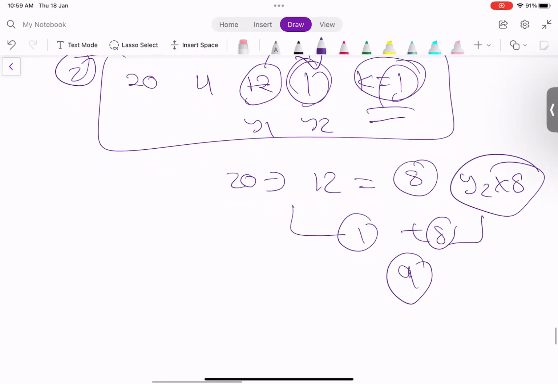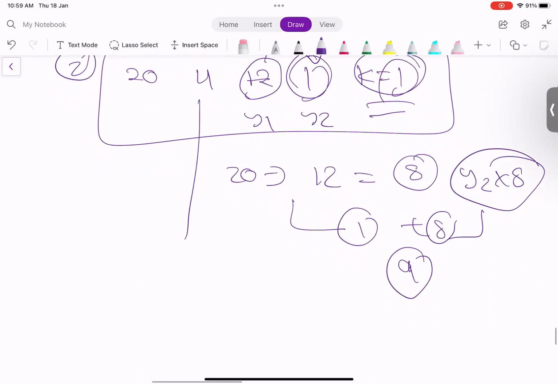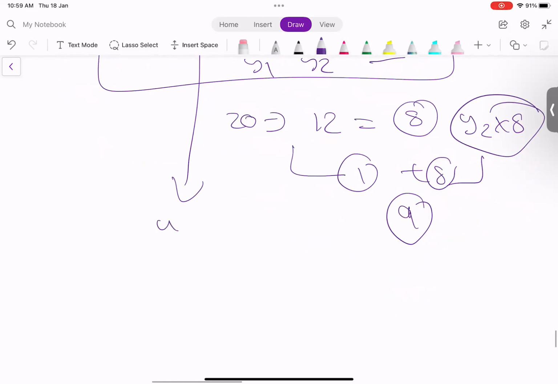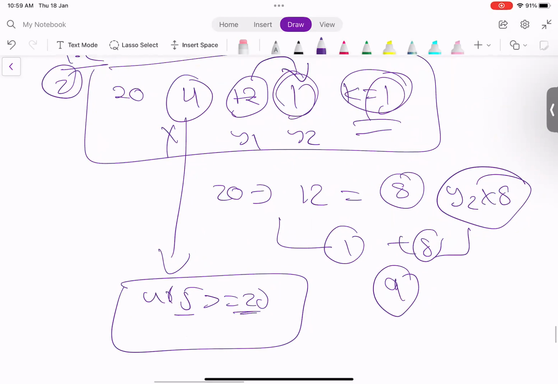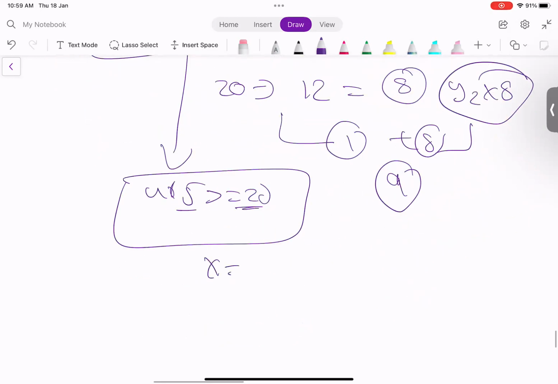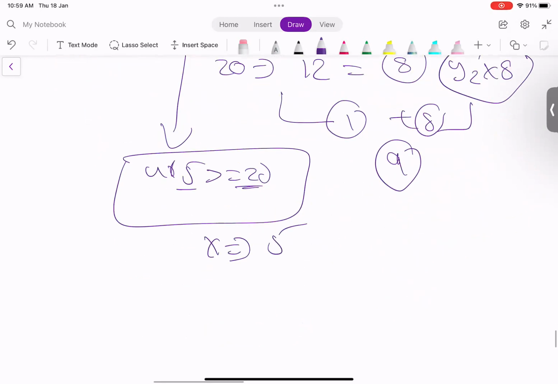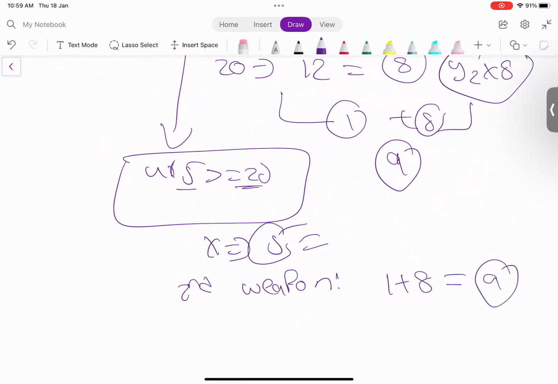But let's see if we use the first weapon, how many rounds it will take? 4 into 5 is greater than or equal to 20, correct? That means if we use the first weapon with X damage 5 times, we'll kill the boss. So by using X, we use 5, and by using the second weapon, we use 1 plus 8, that is 9. So 5 is of course the minimum and 5 is the answer.